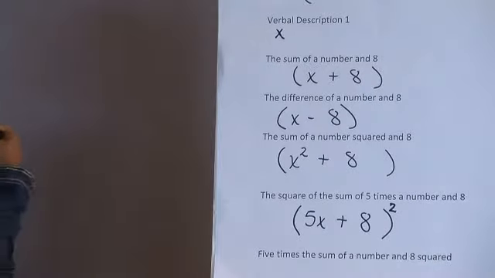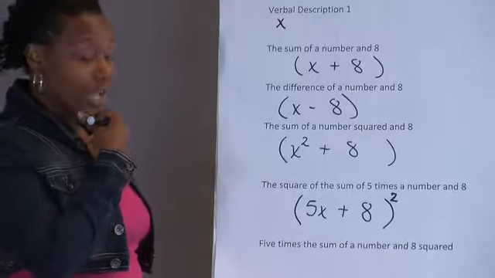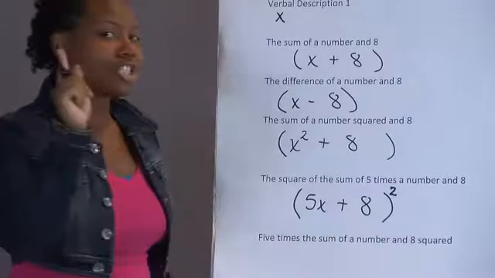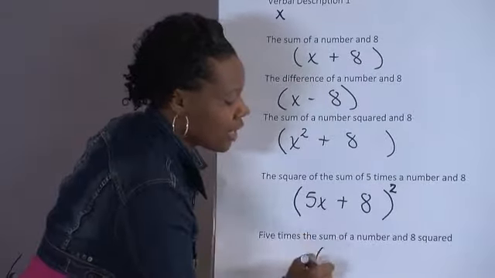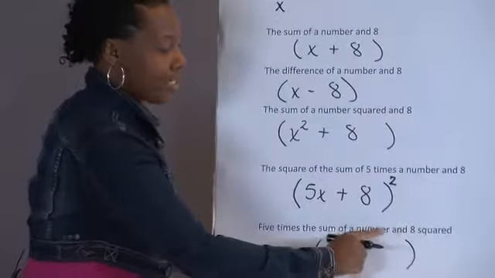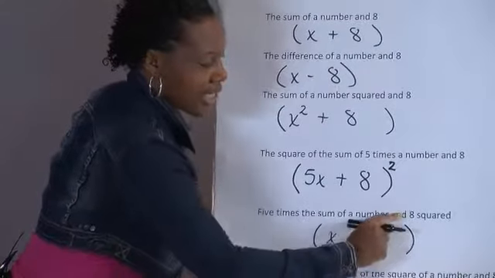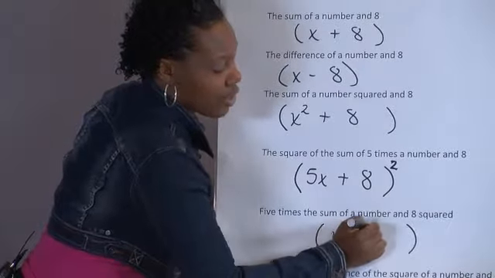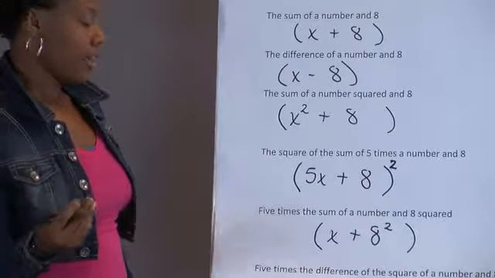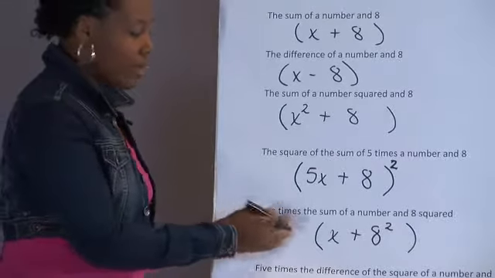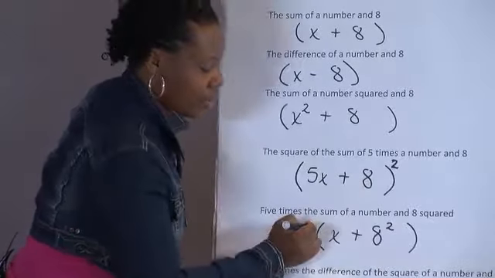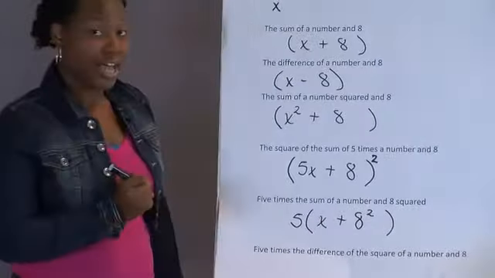5 times the sum of a number and 8 squared. Start with the sum. So you know you're putting in something inside parentheses. What are you putting inside parentheses? The sum of a number, which we'll call x, and 8 squared. So this time, my 8 is the number that is being squared, okay? Now, is it finished? No. What about the 5? 5 times the sum of a number and 8 squared. Your 5 will go on the outside, okay?